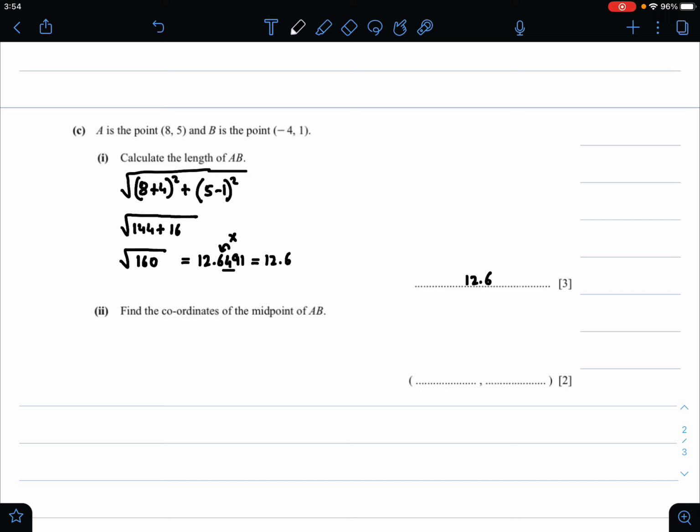Now let's move on to C part 2 of this question, where they are asking us to find the coordinates of the midpoint of AB. So how we do that is, you can use the formula x1 plus x2 divided by 2, comma y1 plus y2 divided by 2. So 8 minus 4 divided by 2, comma 5 plus 1 divided by 2. Therefore you can say that your final answer will be 8 minus 4, which is 4, so 4 divided by 2, which is 2, comma 5 plus 1, which is 6, and 6 divided by 2 is 3. Therefore 2 comma 3 will be your final answer for part C2 of this question.